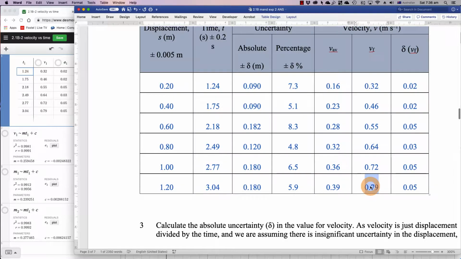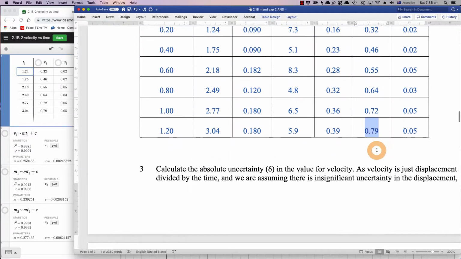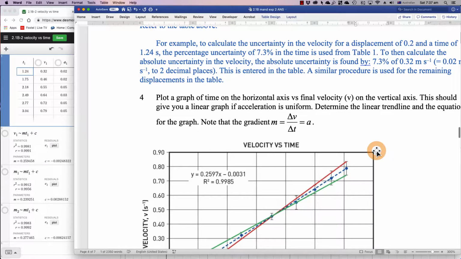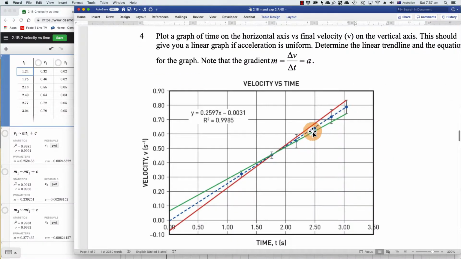Now, each of these points represents the line of best fit that's represented by that blue dotted line. The red line represents the maximum line of best fit. That's when the absolute error for velocity is added to it, and the green line represents the minimum line of best fit, which means this velocity here has the absolute error subtracted from it.